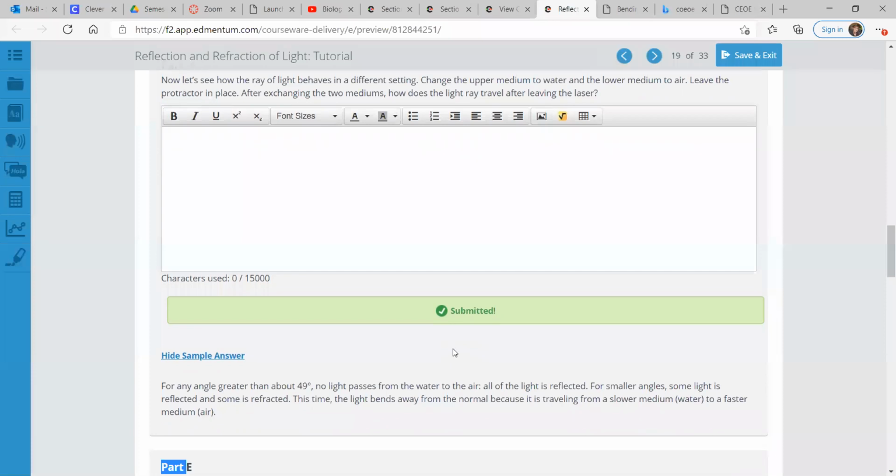For any angle greater than about 49 degrees, no light passes from the water to the air. All of the light is reflected. For smaller angles, some light is reflected and some is refracted. This time the light bends away from the normal because it is traveling from a slower medium, water, to a faster medium, air.